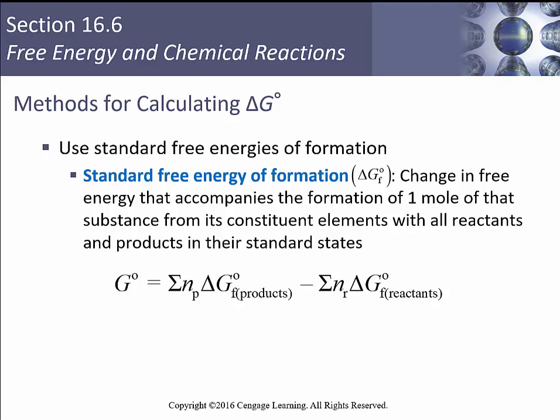So the change in free energy that accompanies the formation of 1 mole of that substance from its constituent elements, with all reactants and products in their standard states, is just going to be the sum of the free energies of the products minus the sum of the free energies of the reactants. And we can do that because delta G is a state function. Right? So this is really just saying final minus initial, but a little fancier.